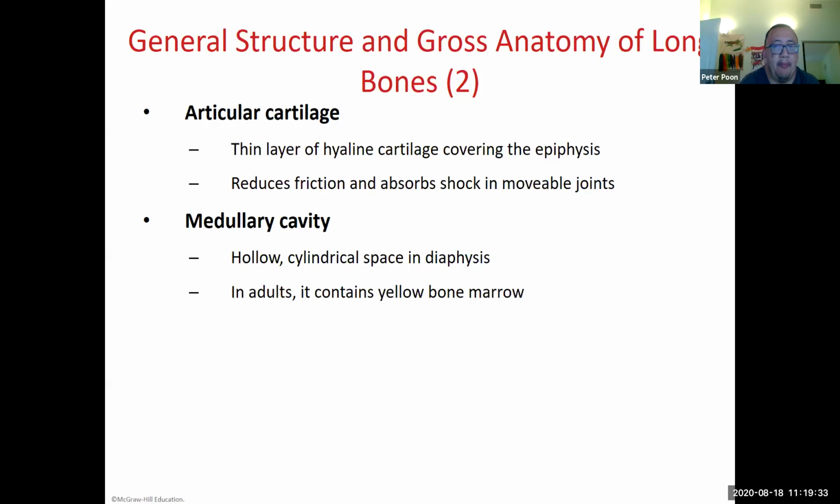Bones also have a medullary cavity. It's the big hollow part of the bone inside. Bones are trying to do two things at once. You're trying to be really strong and protective, but you're also trying to be light. The best way to do that is to have a very dense outside and a very empty inside. In adults, it contains yellow bone marrow.